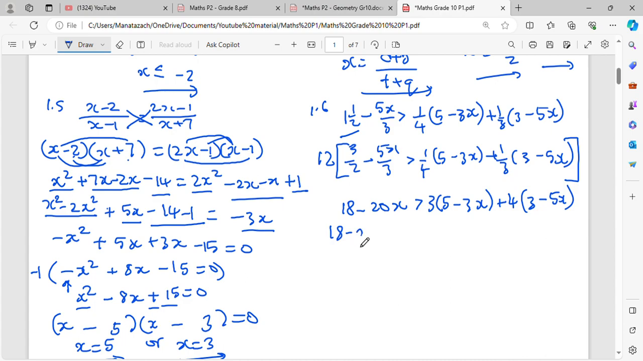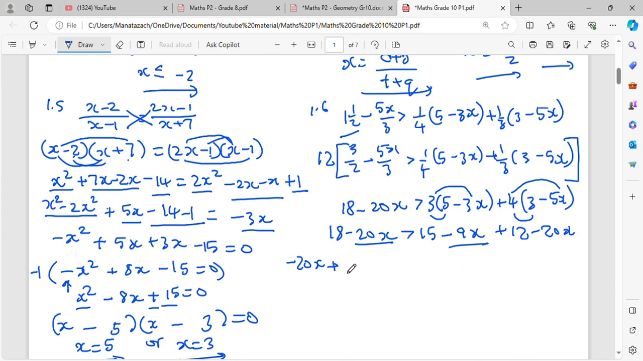So from here on, 3 times 5 is 15. Then 3 times 3 is minus 9x. 4 times 3 is 12. 4 times minus 5 is minus 20x. Okay, so let's group the like and the like. Here you have minus 20x.